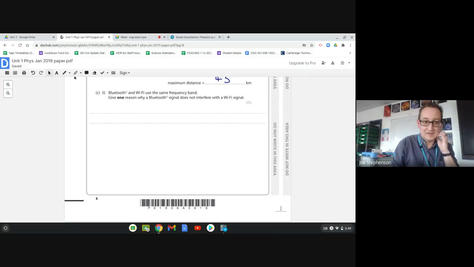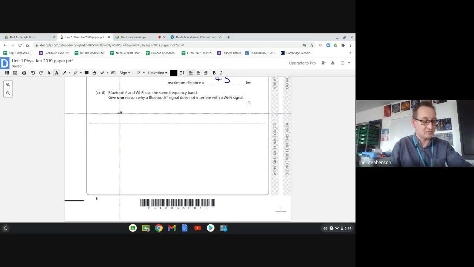Now this question gets you thinking about Bluetooth and Wi-Fi, and we did a session on Bluetooth, which is good news, because they love questions on Bluetooth. It asks you to give one reason why Bluetooth signal does not interfere with Wi-Fi signal. There's one really easy answer to this. Remember that we talked about the fact that Bluetooth frequency hops. Let's spell that right. Frequency hopping.